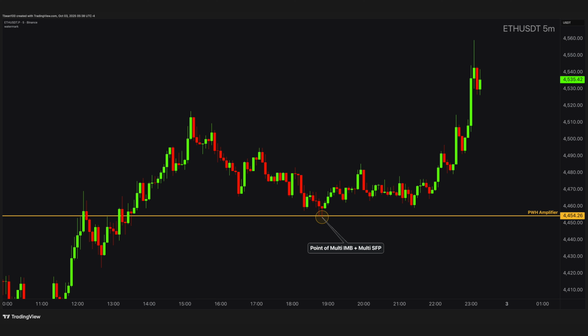So right now, this is our multi-imbalance and swing failure point. We already found this out using the higher time frames in the previous section. It also happens to line up with a major amplifier level, which is the previous week's high. This is a pretty strong sign that a possible reversal could have happened here before the market pulls back deeper.